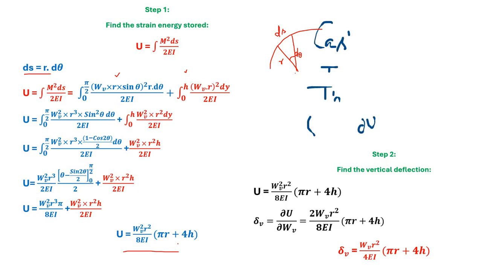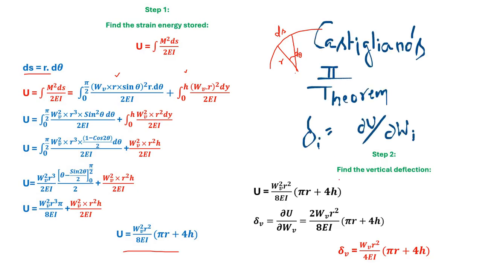Then we can use Castigliano's second theorem. So it states that del I equals dou U by dou WI. Now you can see that this del I is from Castigliano's theorem. It states that deflection at any point I is equal to the partial differentiation of the strain energy with respect to the particular load applied at that location.